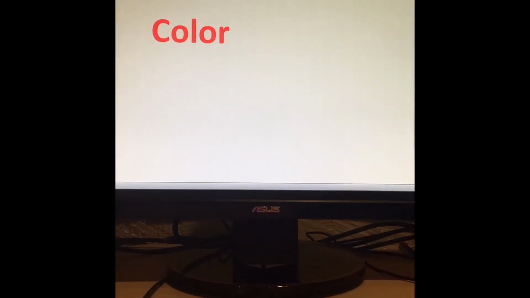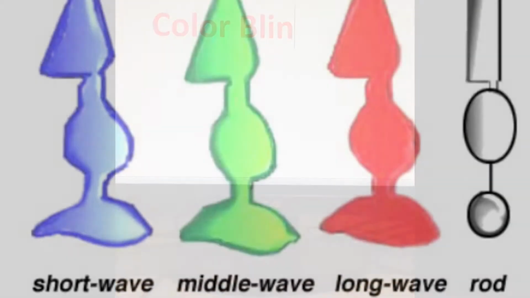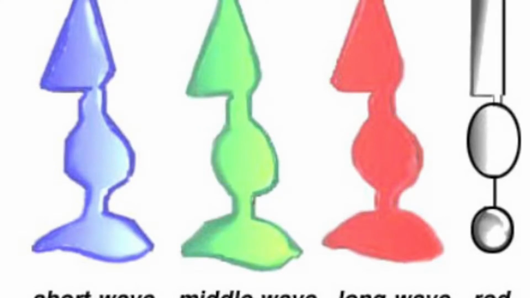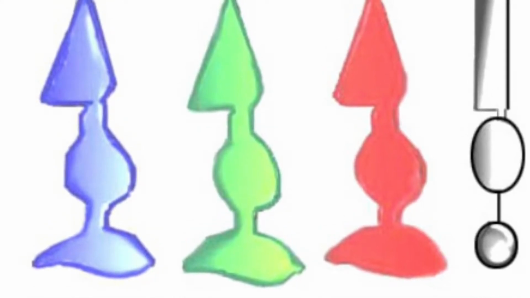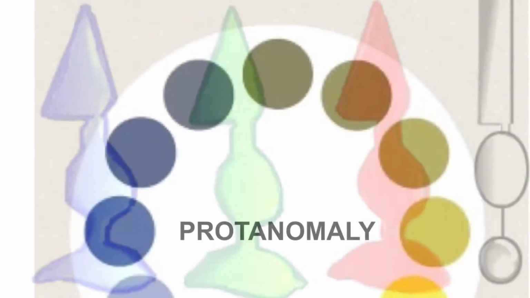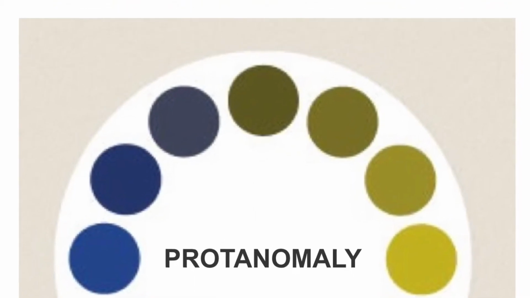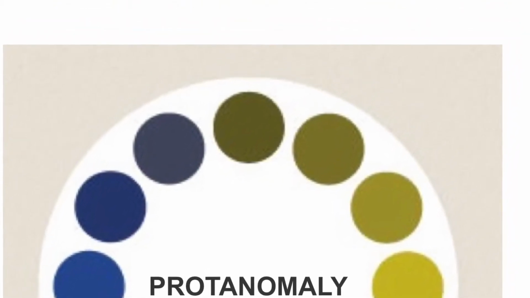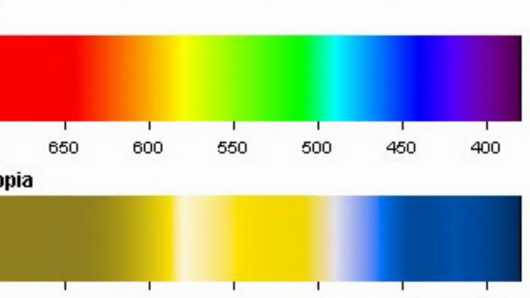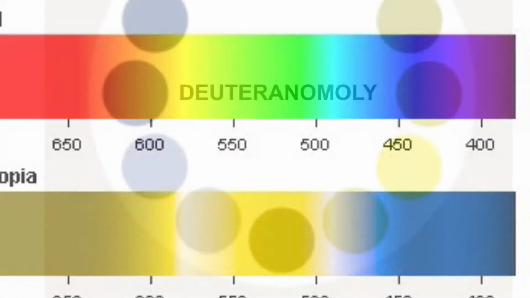Now that you understand how humans see colors, you can understand how and why color blindness occurs. Color blindness happens when one or more of the types of cones are either absent or not working correctly. There are 3 main types of color blindness. There is protanomaly, which is when there is a reduced sensitivity to red lights. Or, there is something wrong with the protan cone, the red cone.